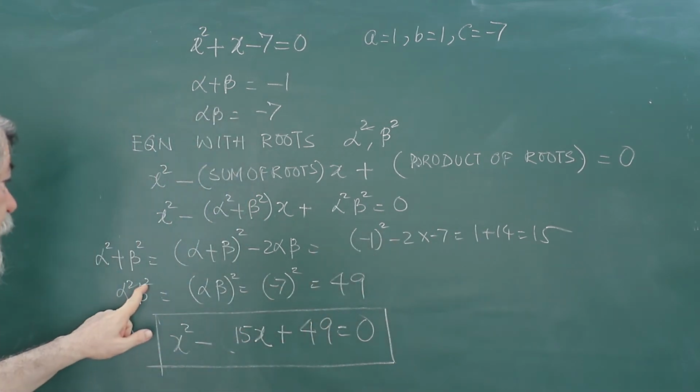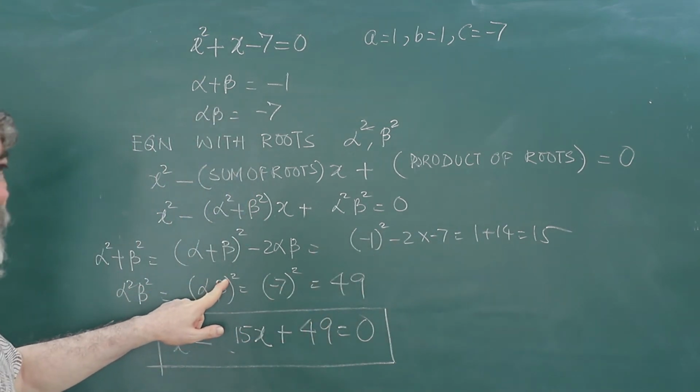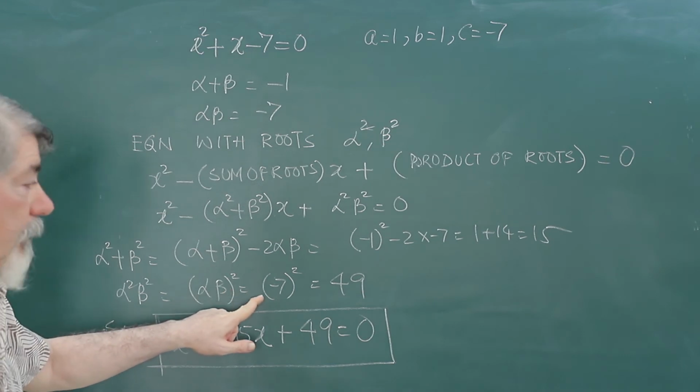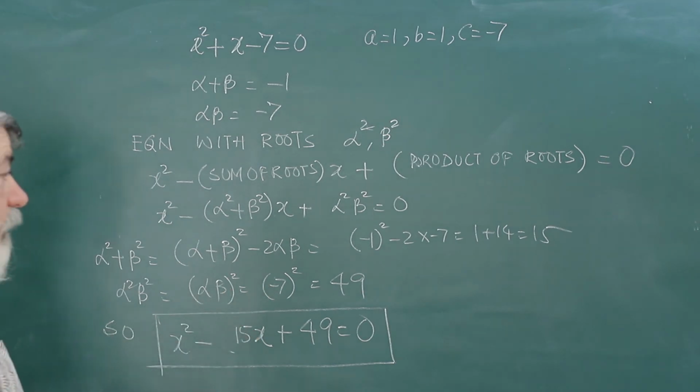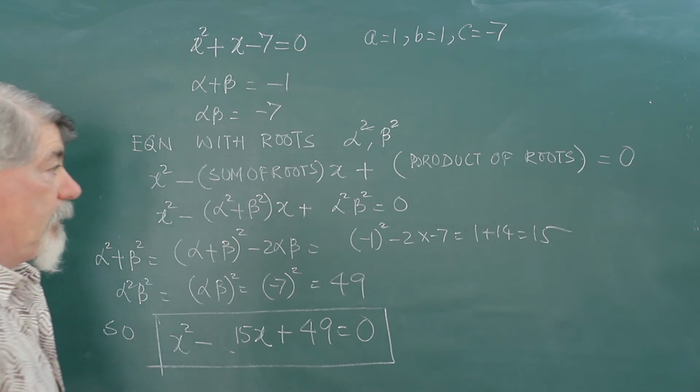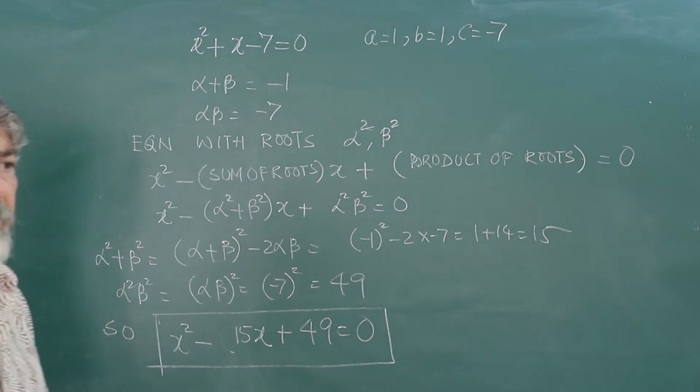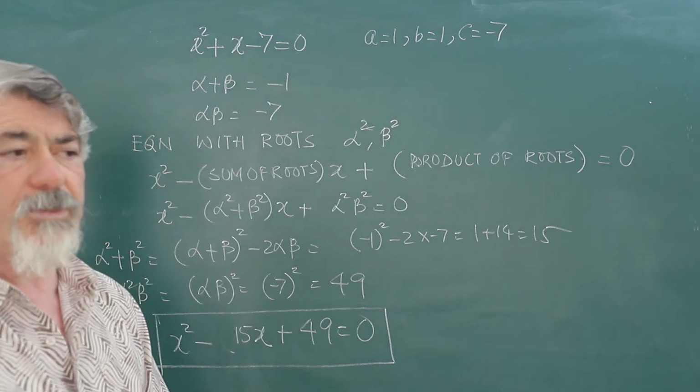The value of alpha square beta square means alpha beta whole square. The value of alpha beta is minus 7, so minus 7 whole square will be 49. So I have got the sum of the roots and the product of the roots of the equation.